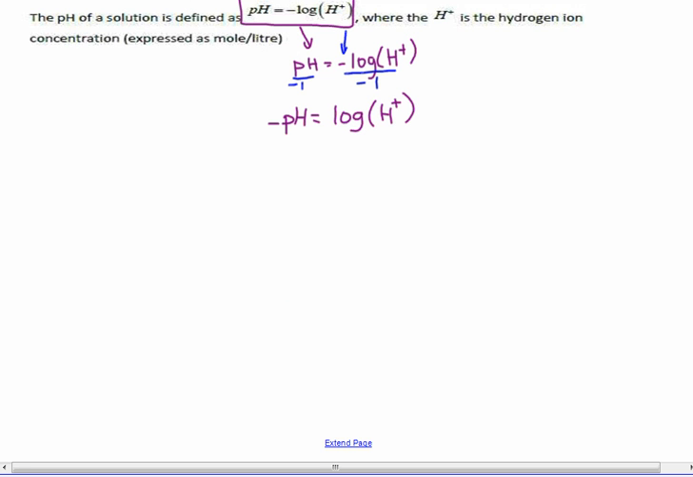What's the base if it's not written? 10 to the power of, what's my exponent? So I always like to do these arrows. Base, so it's like a circle we're making. 10 to the power of negative pH equals the hydrogen concentration.